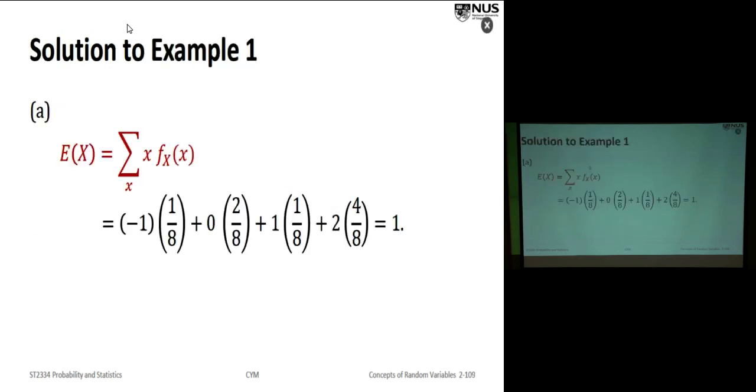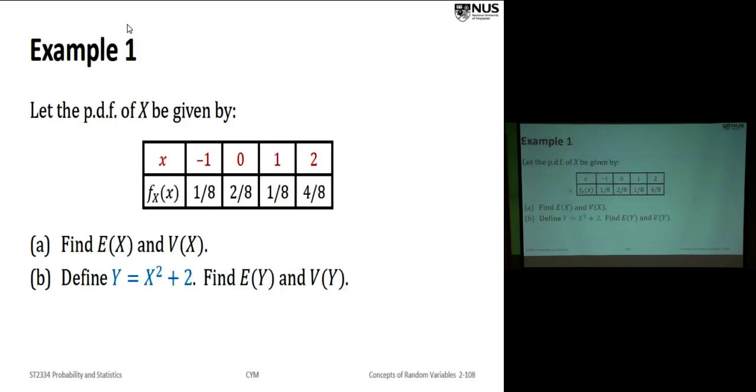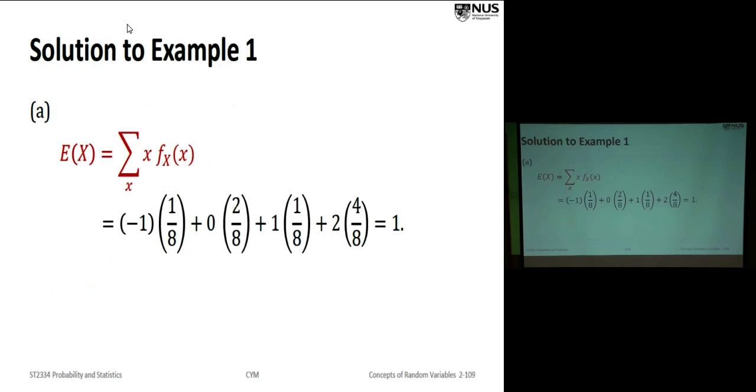So the expectation of x is tedious and straightforward. I take the value of x, multiply by f of x, and sum over all possible values of x. So that's simply minus 1 times 1 eighth plus 0, I don't care about this one, it's going to be 0, plus 1 times 1 over 8 plus 2 times 4 over 8. That's the formula you have written on here. If you do all that simple calculation, you get back 1, and that's the expected value of this random variable.